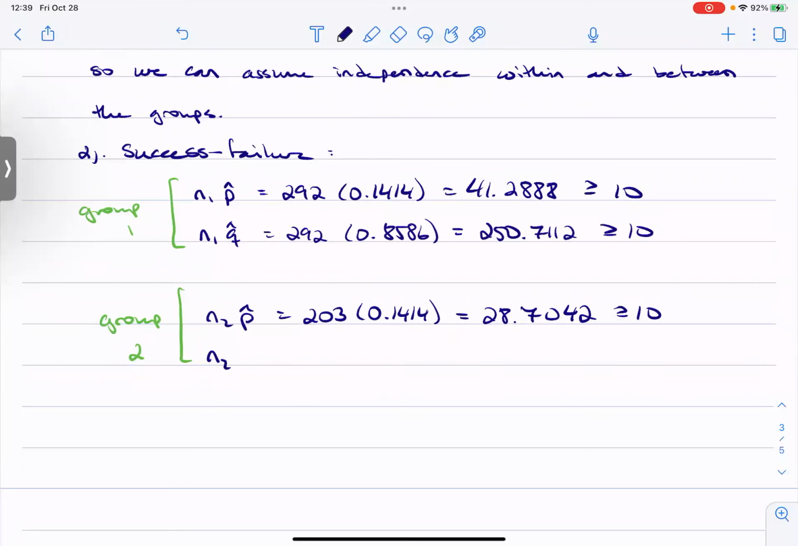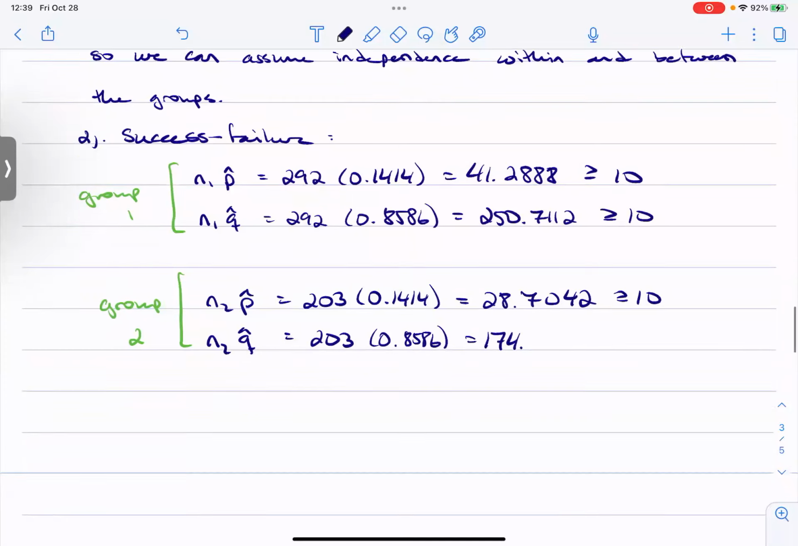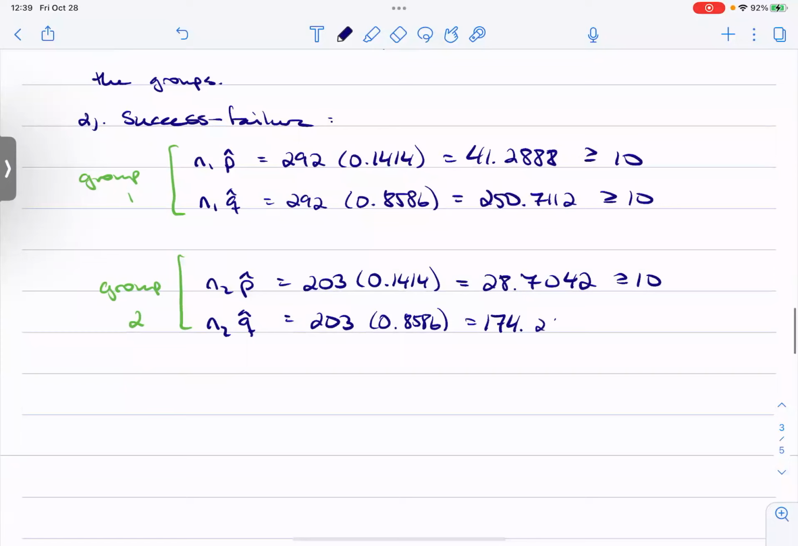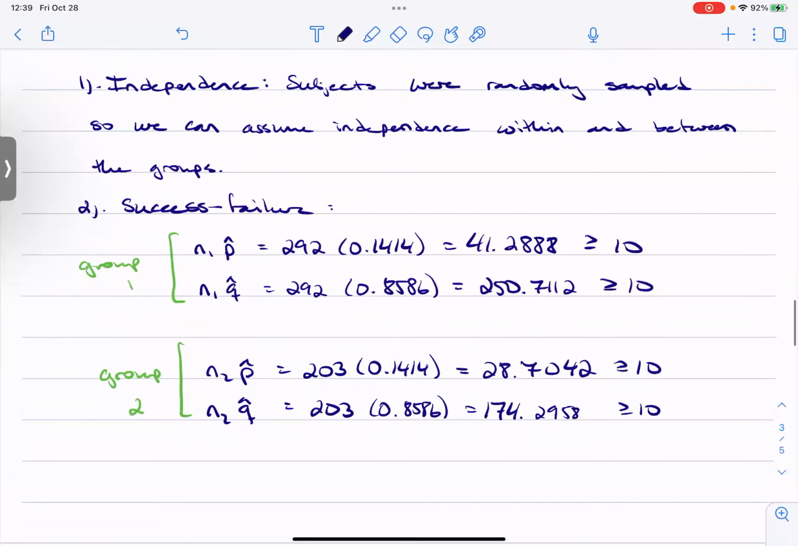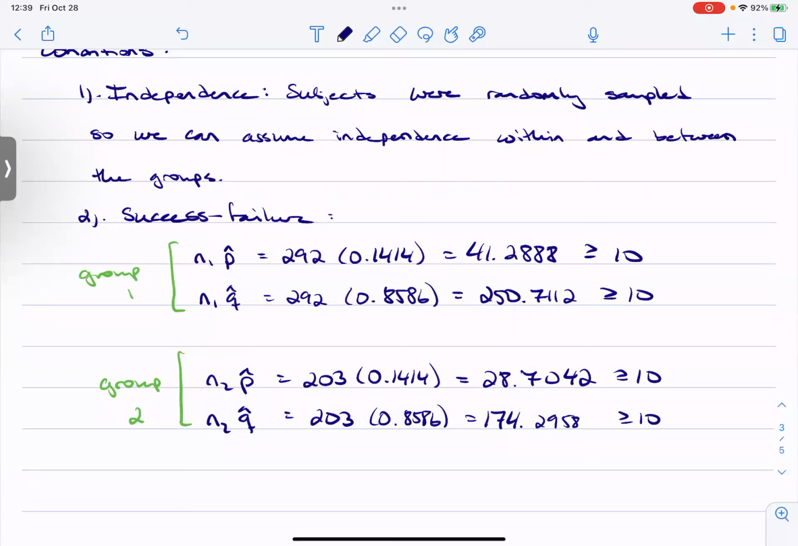And n2 times q hat, 203 times 0.8586, is getting sloppy here, 174.2958, which is greater than or equal to 10. Surprise, surprise, the conditions all check out.